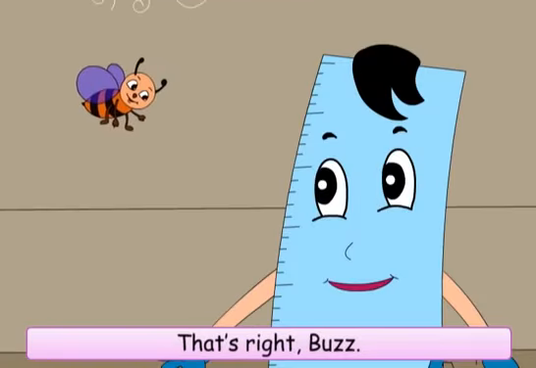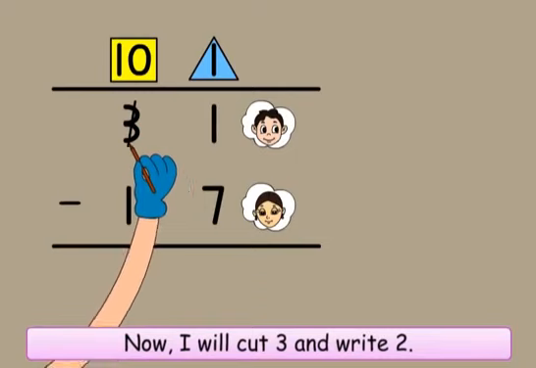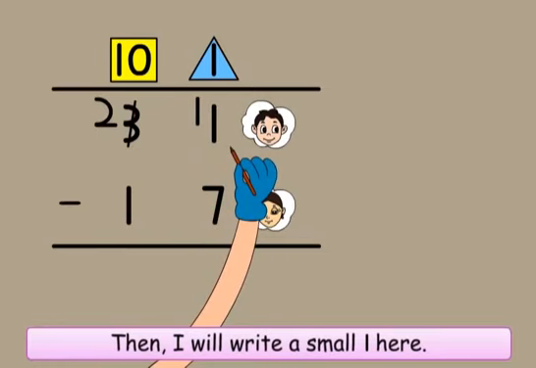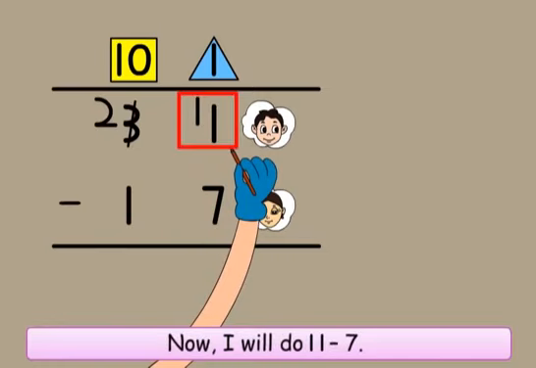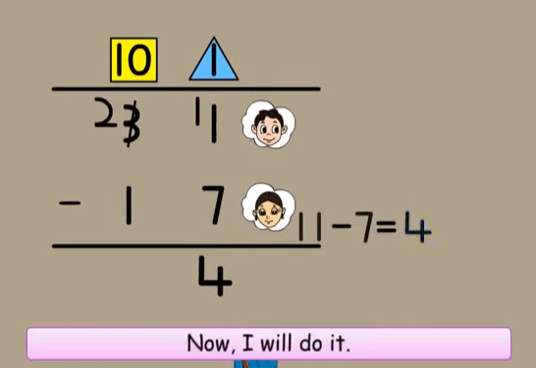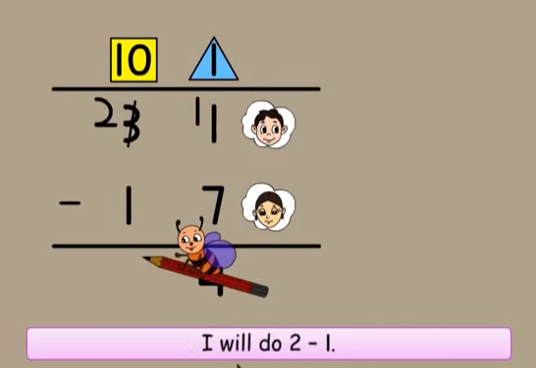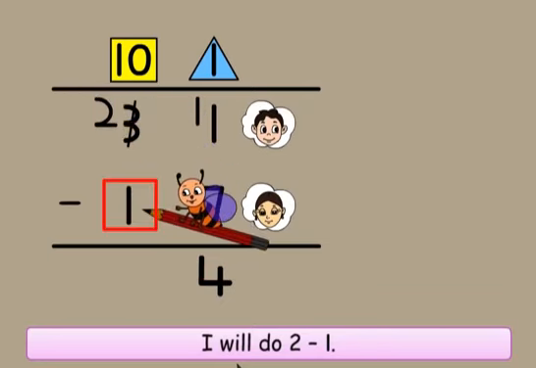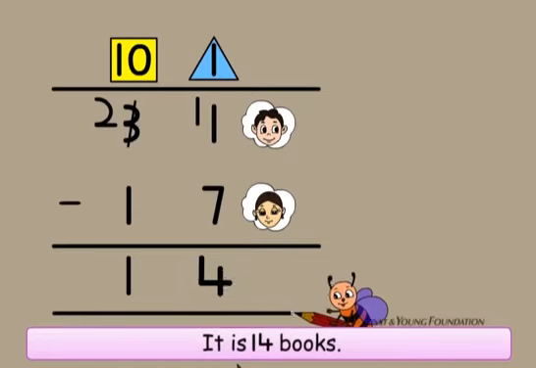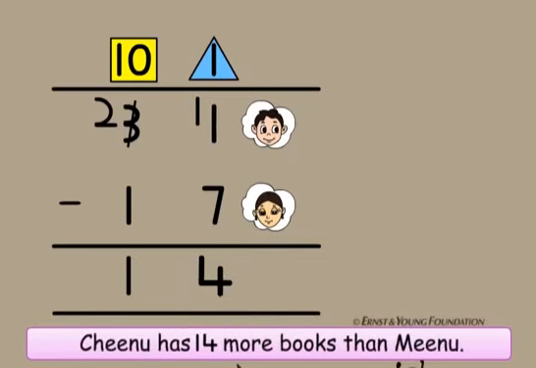That's right, Buzz. Now I will cut 3 and write 2. Then I will write a small 1 here. Now I will do 11 minus 7. 11 minus 7 is 4. So I will write 4 here. Now I will do 2 minus 1. 2 minus 1 equals 1. So I will write 1 here. It is 14 books. Chinu has 14 more books than Meenu.